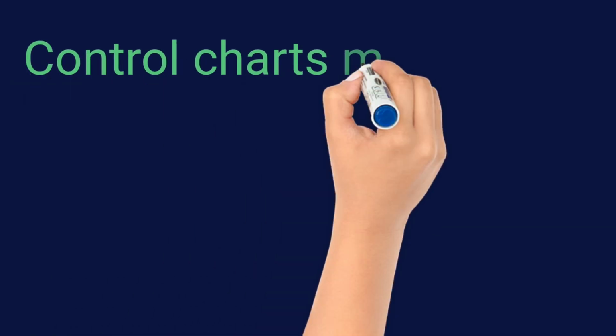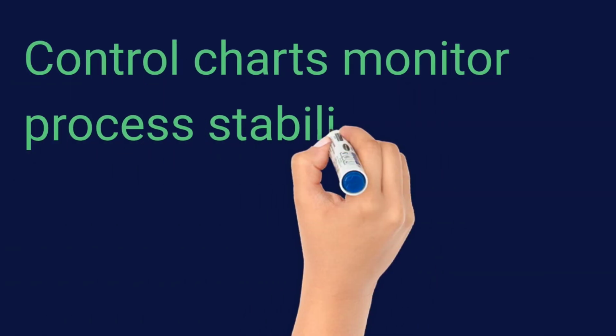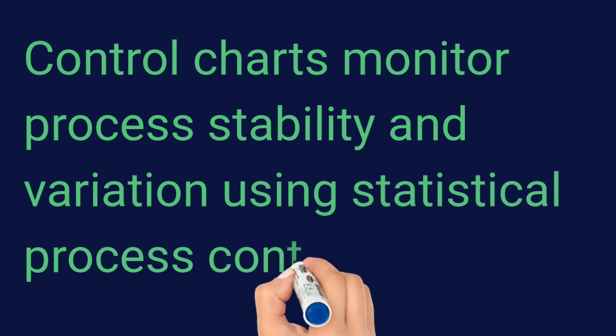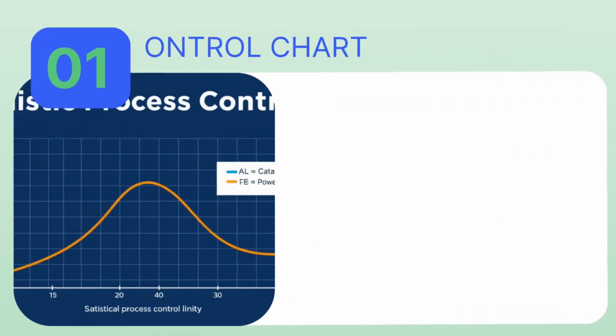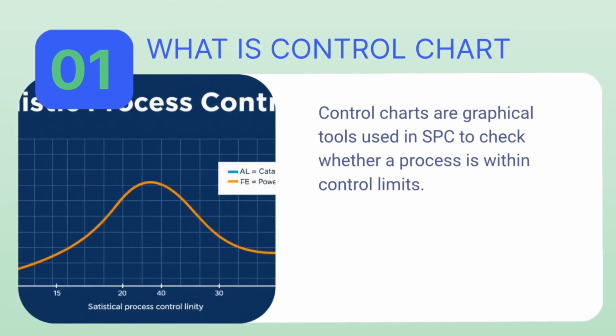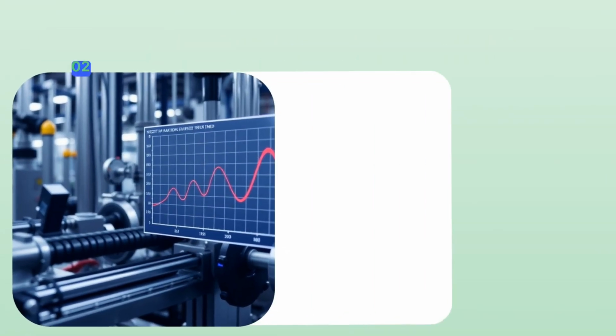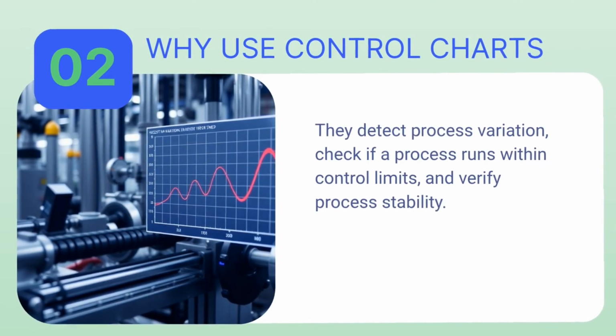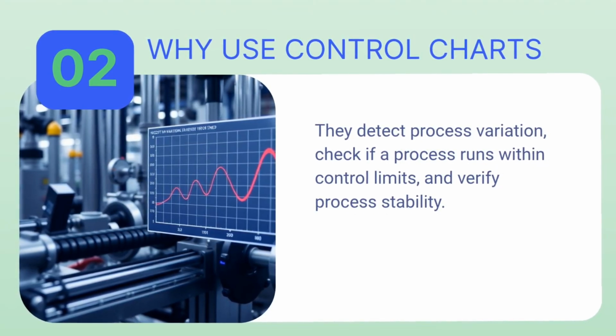Control charts are graphical tools used to monitor if a process operates within set control limits and detect variations. Control charts help monitor if a process is operating within control limits by graphically representing process data. Control charts are used to detect variations in the process and verify that the process remains stable within limits.